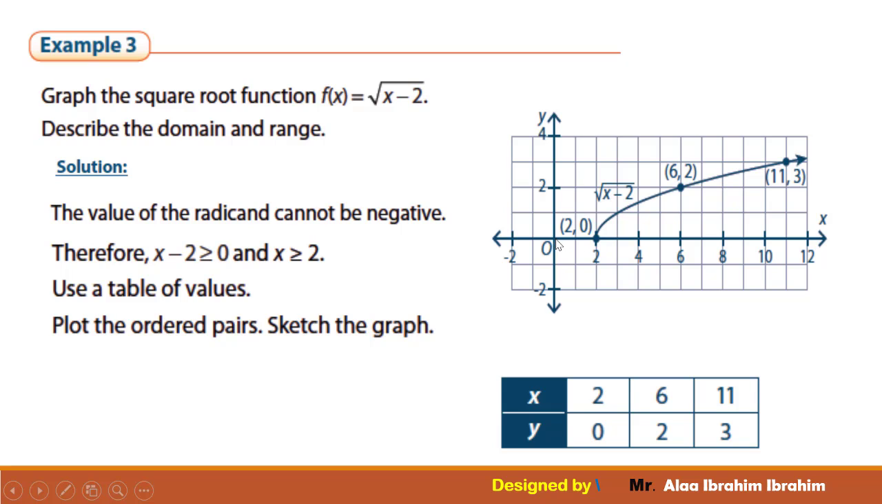2 is wrong. I have to start with 0. This is my starting point, 2, 0. So 0 is my y. So I start from 0 and 2, going up, increasing. So this is my range. Now I have my domain x bigger than or equal to 2, and my range y bigger than or equal to 0. I think it's clear now.